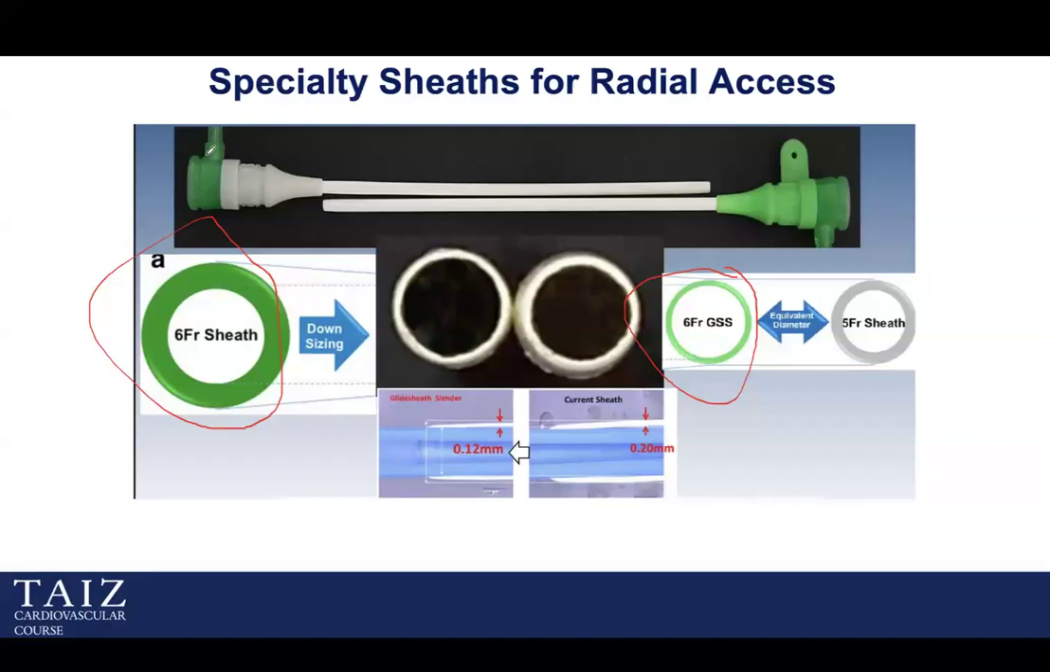The other thing about the radial sheaths that is different from femoral sheaths is that the walls of the sheaths are hydrophilic. So once you put some water or saline on the sheath before you insert it into the radial, it gets very lubricious and becomes easy to insert into the radial artery.